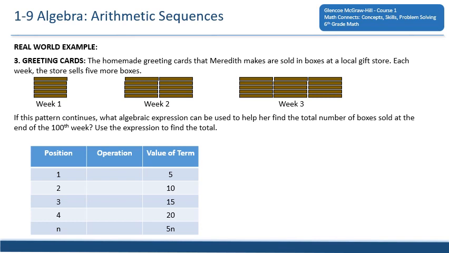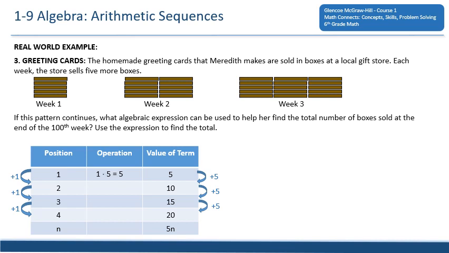So here's the position and the value of the terms, because we know that week 1 is 5, week 2 is 10, week 3 is 15, week 4 is 20, and then we're going to write an expression for n and the value being 5n. Plus 1 in position, plus 5 in value, plus 1 in position, plus 5 in value.